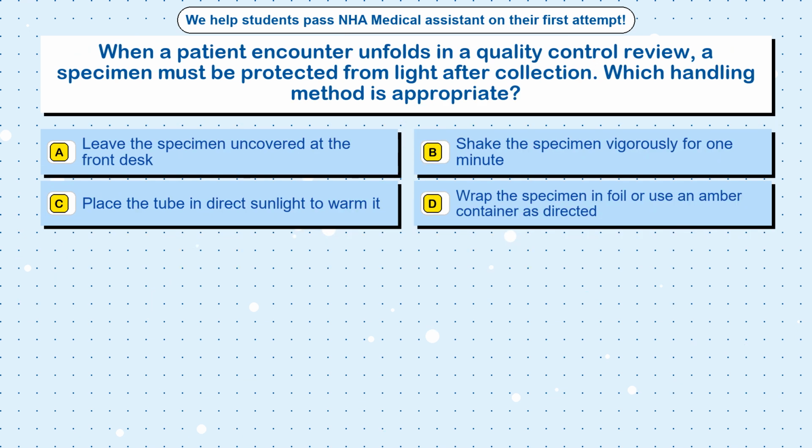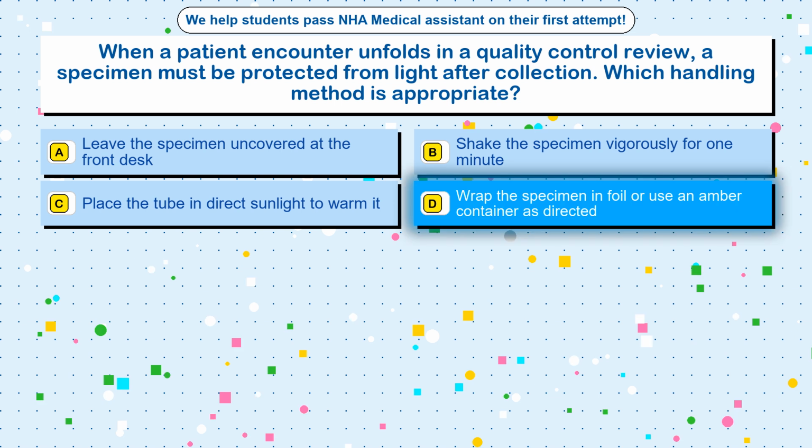Question 75. When a patient encounter unfolds in a quality control review, a specimen must be protected from light after collection. Which handling method is appropriate? Option A, leave the specimen uncovered at the front desk. Option B, shake the specimen vigorously for 1 minute. Option C, place the tube in direct sunlight to warm it. Option D, wrap the specimen in foil or use an amber container as directed. The correct answer is option D.